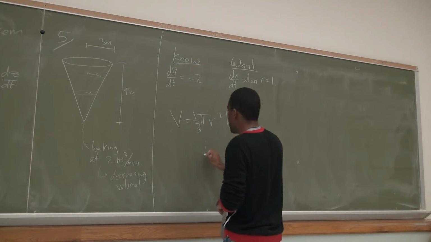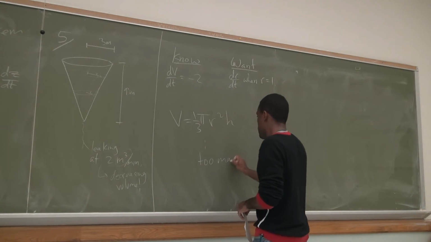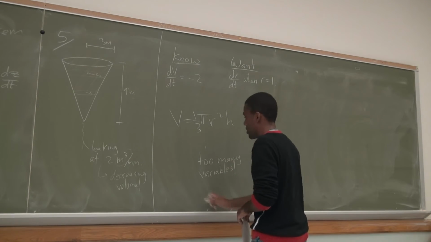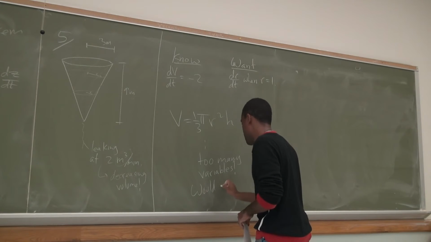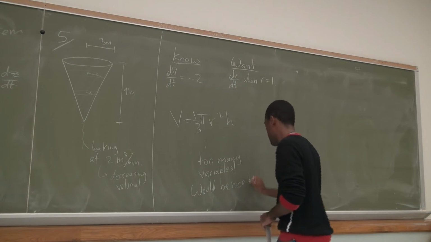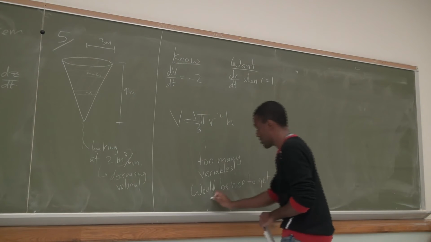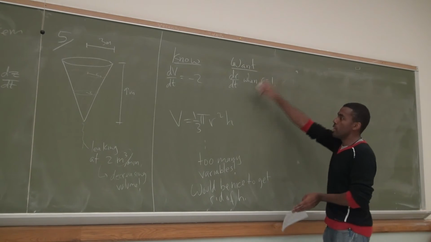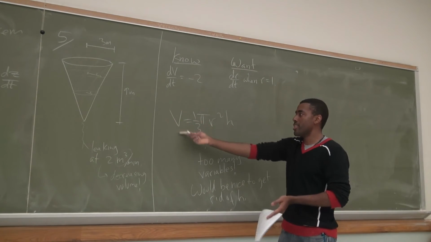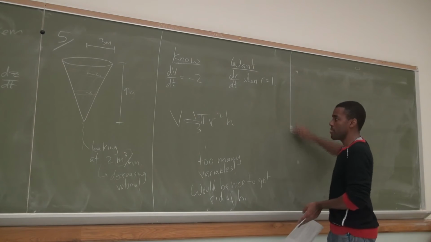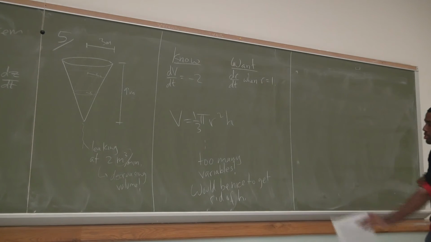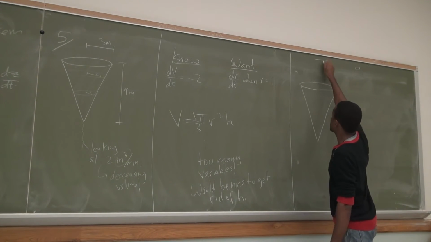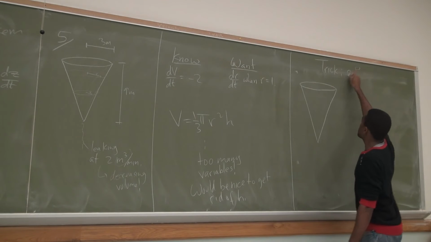All right, this is too many variables. In particular, it would be nice to get rid of the h. But how? Solving for h won't really help because then you're going to have the V still there, and you're going to have r in terms of h and V, and it's still a bad situation. The trick, in this particular case, is similar triangles.